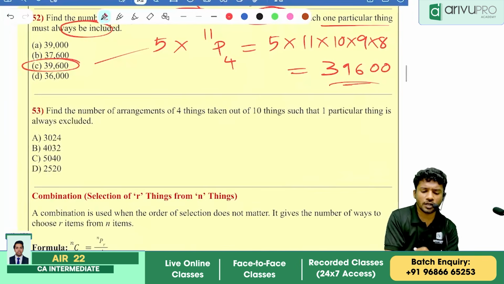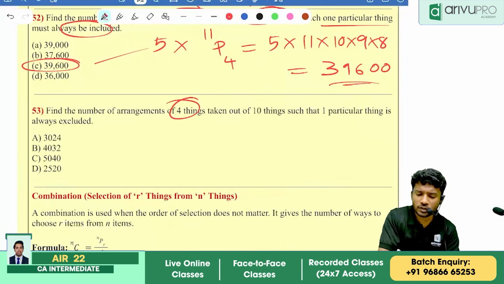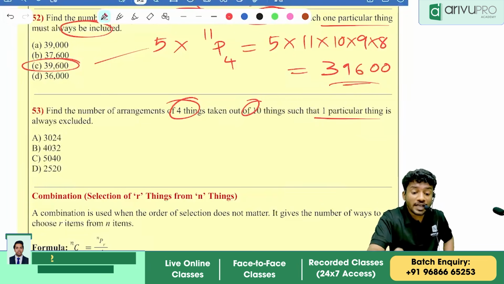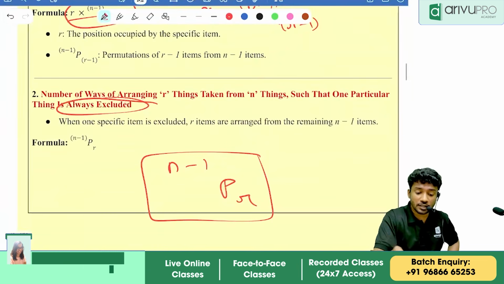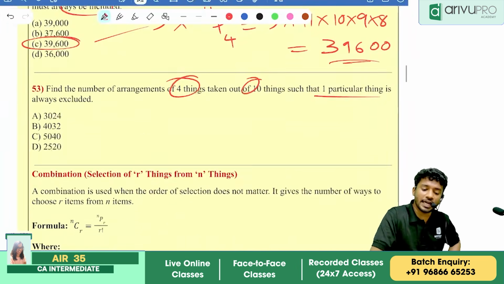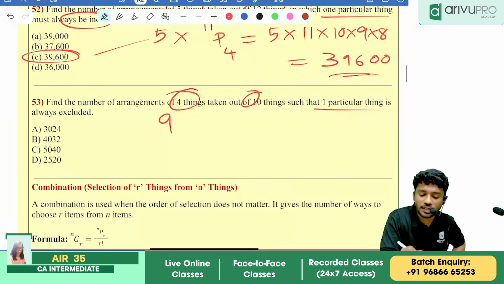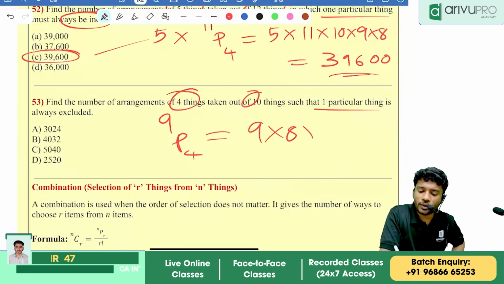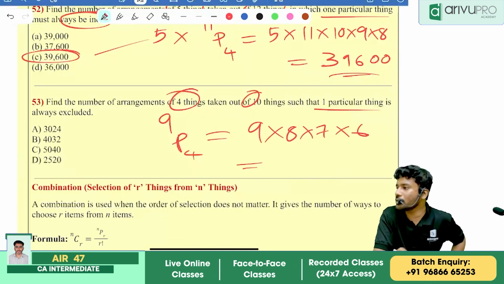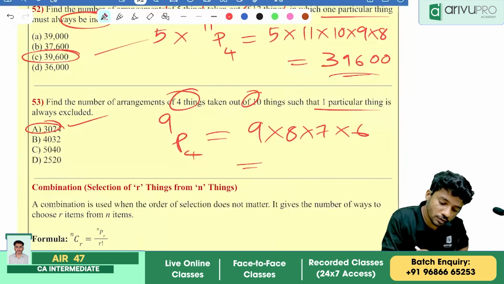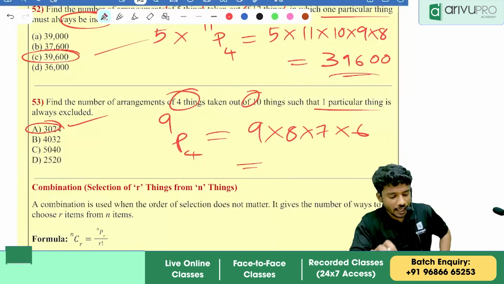Look at the next one. Find the number of arrangements of 4 things taken out of 10 things, where one particular thing is always excluded. One particular thing is always excluded means what? n minus 1 P r. n minus 1 means 10 minus 1, how much? 9. 9P4, which is equal to 9 into 8 into 7 into 6. How much is the answer, people? 3024. Option A is the answer.